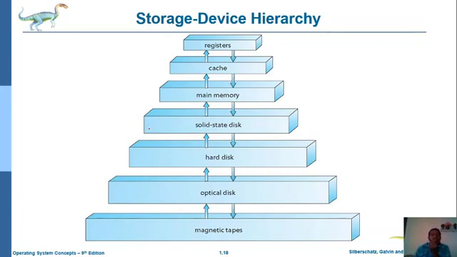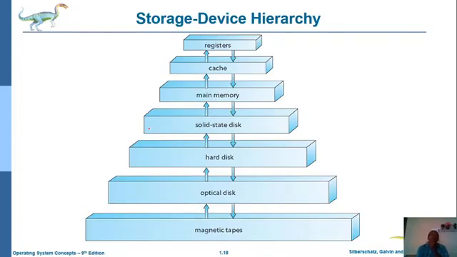In this, from top to bottom, the memory size will increase. That means compared to register memory, cache memory size is higher. Compared to cache memory, main memory size is higher. Compared to main memory, SSD size is higher. Compared to SSD, hard disk size is higher. Compared to hard disk, optical disk size is higher. Compared to optical disk, magnetic tape size is higher.